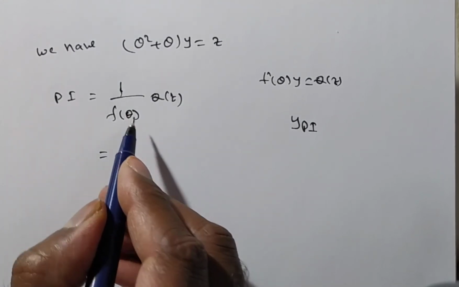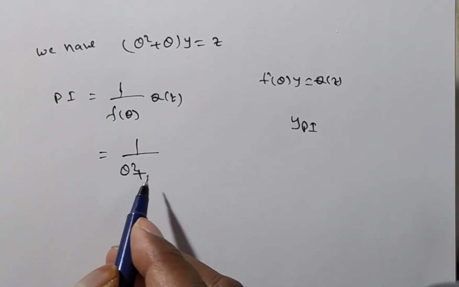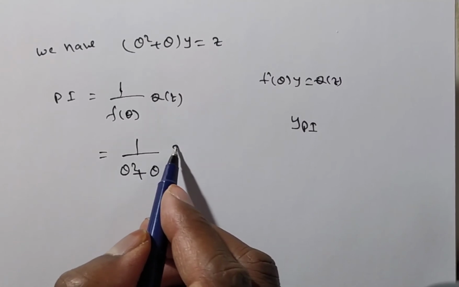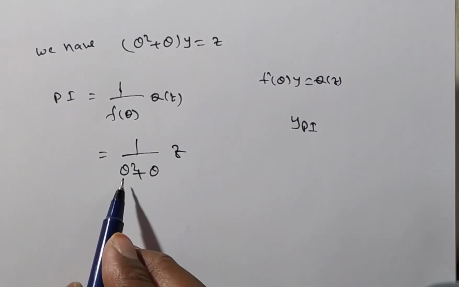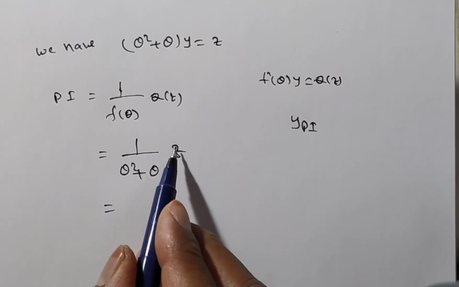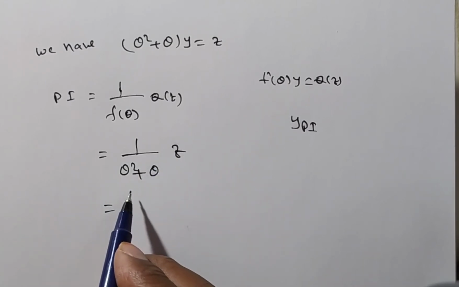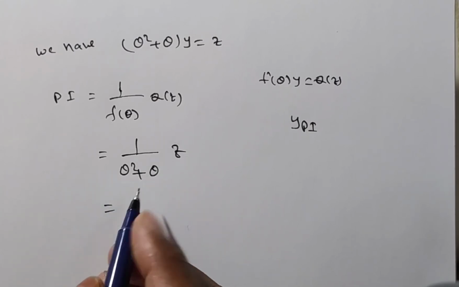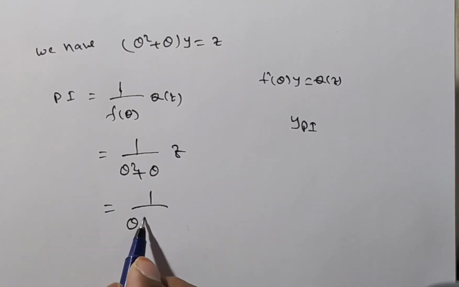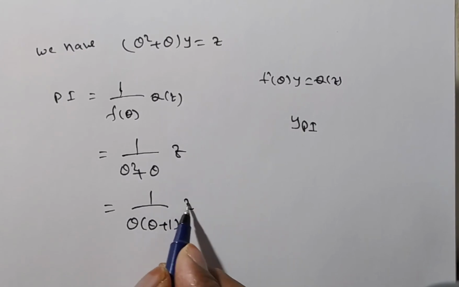So what is the theta here? You have 1 by theta square plus theta, and what is the q of z? I have z here. So you have to simplify this. Now you observe this is theta square plus theta, and it is a polynomial, so we have to write it like a binomial. What we can do here is take theta as common. Then you will have theta plus 1 times of z.